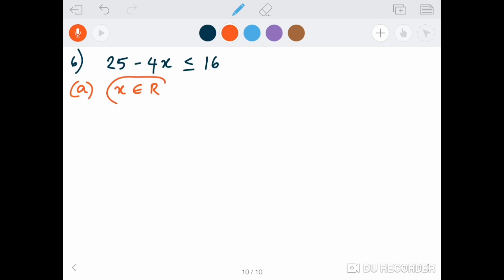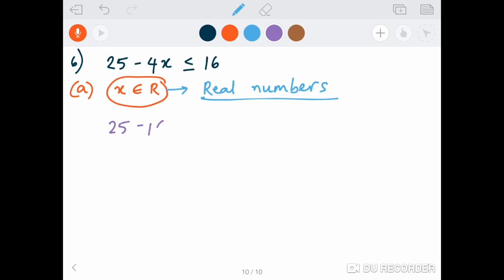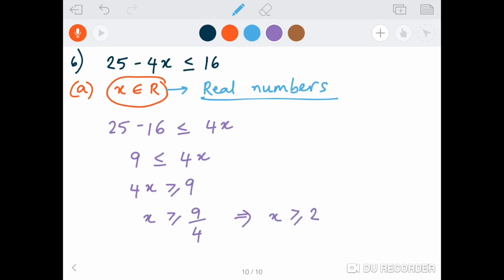He's told us that x belongs to R and he's asked us to find the smallest value possible. X belongs to R indicates that R is a real number, and I hope you all remember that real numbers are those numbers that you can put on a number line. So let us see how we can start with this problem. I have 25 minus 16 is less than or equal to 4x. I have moved 4x to the right hand side, 16 to the LHS. I know 25 minus 16 is 9. 9 is less than or equal to 4x. So I have 4x is greater than or equal to 9. So x becomes greater than or equal to 9 by 4. We know 9 by 4 is 2.25.